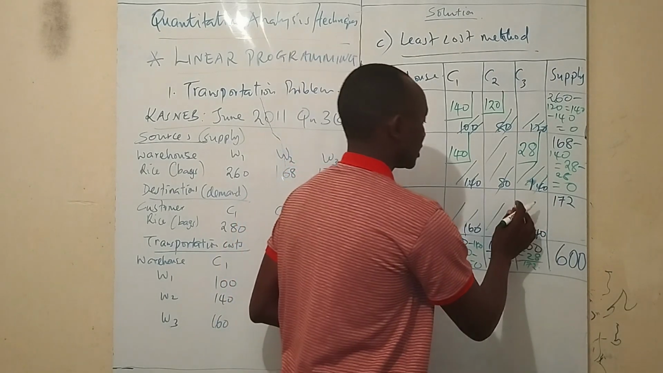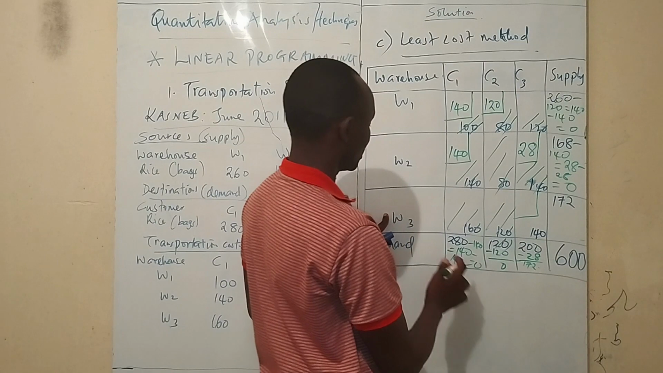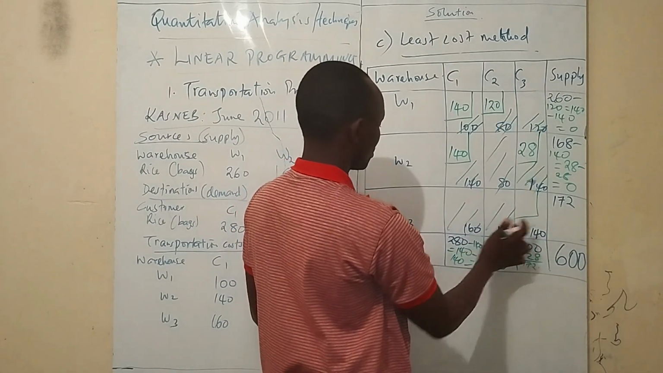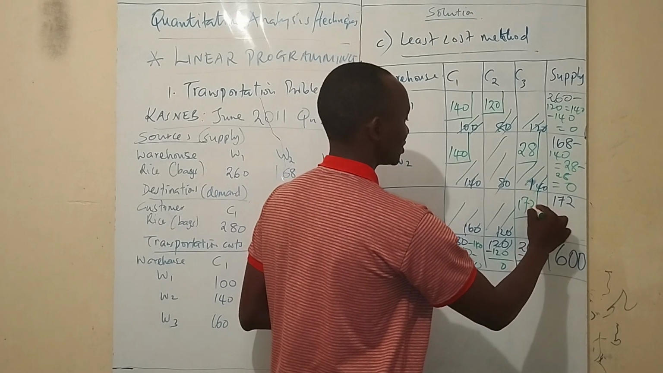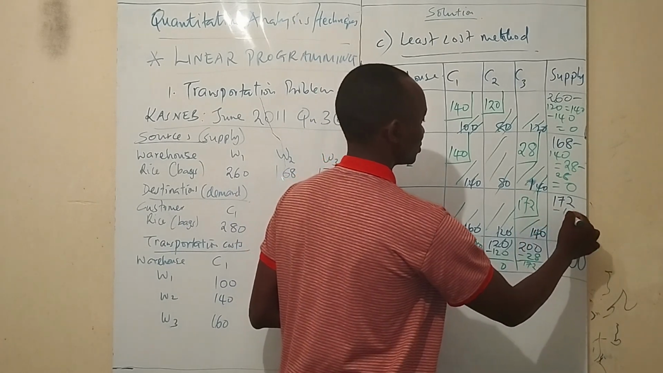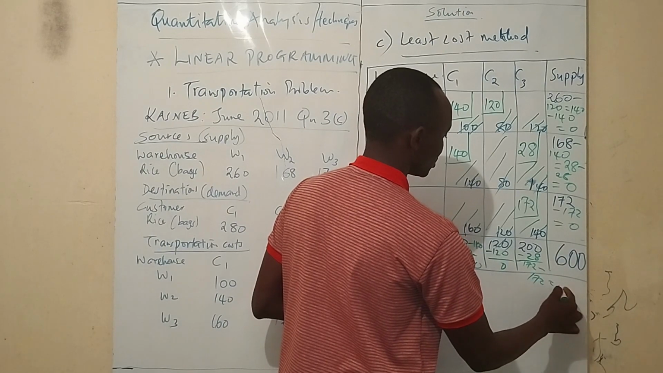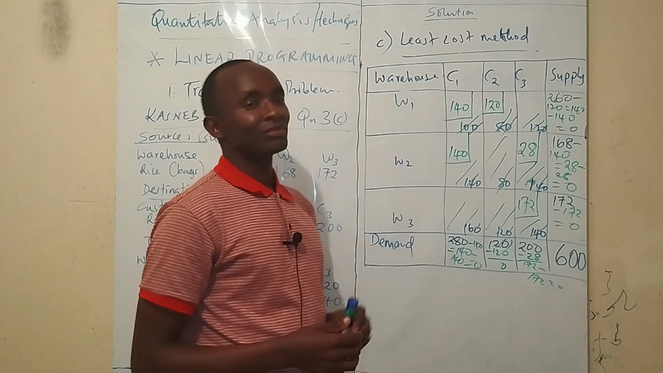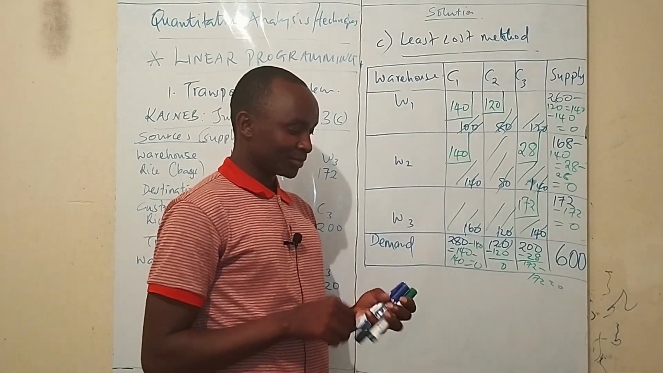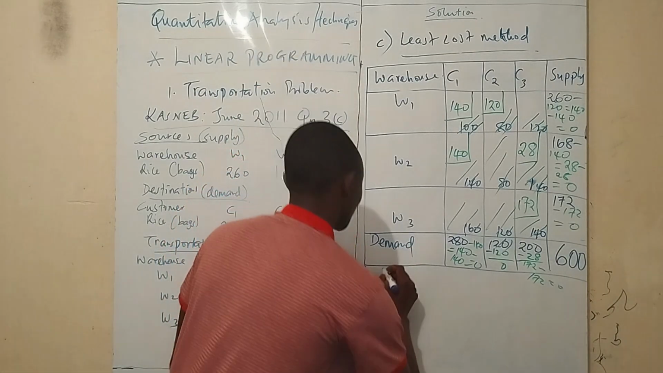And then since we only have 172 in warehouse 3 and this customer 3 requires 172, then it's balanced. You write 172 and then you cross. You say minus 172 is equal to 0. That is how simple the least cost method is. So the next step is for you to find the total cost, the total transportation cost.